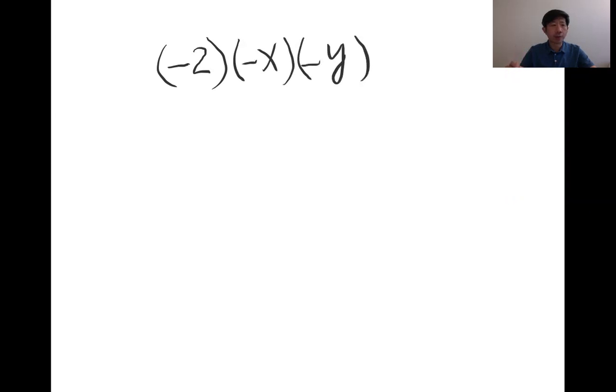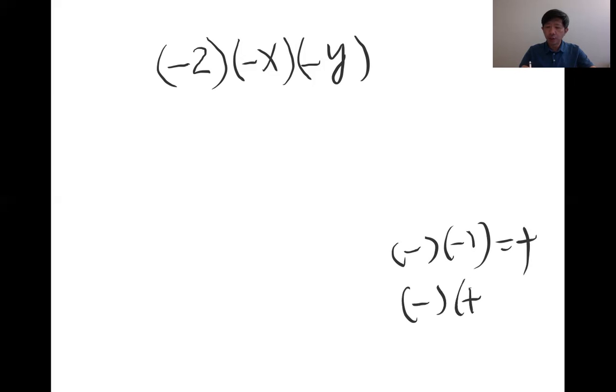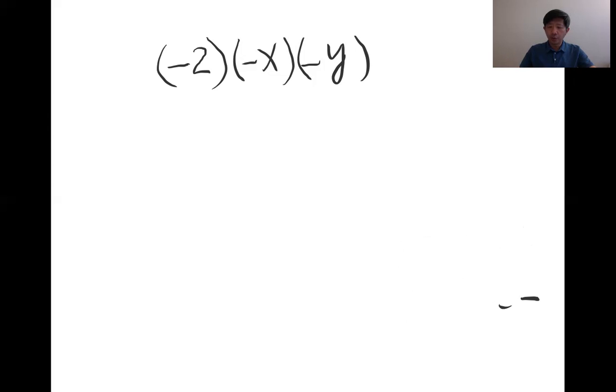Homework number 2, problem 3A: -2 times -x times -y. That is the problem, right? Since we know a negative times a negative is equal to a positive, and a negative times a positive is equal to a negative, we have to apply the rule to operate this. Okay, so now, how should we do this problem?